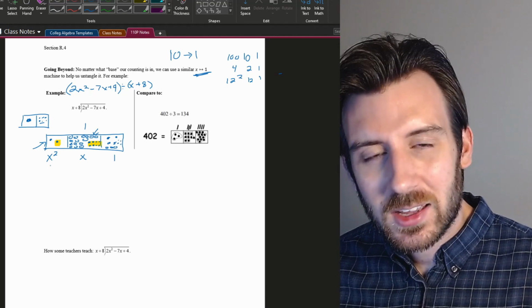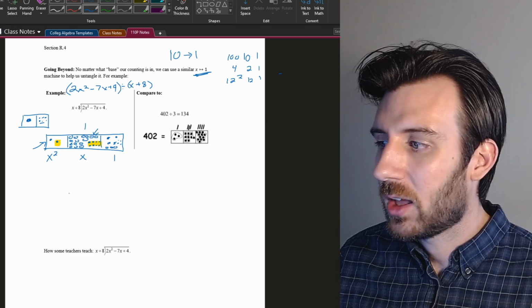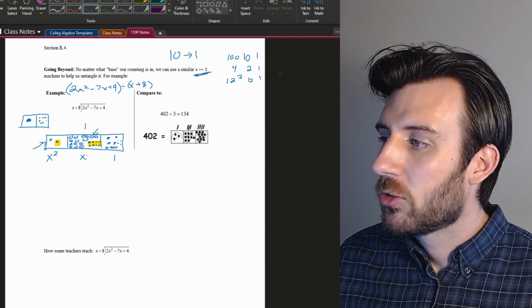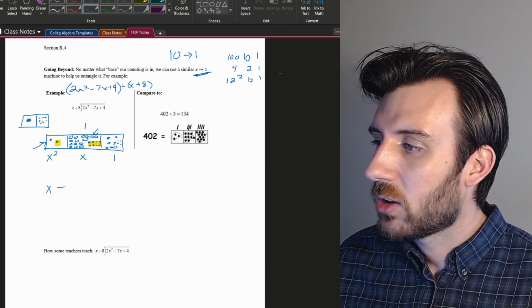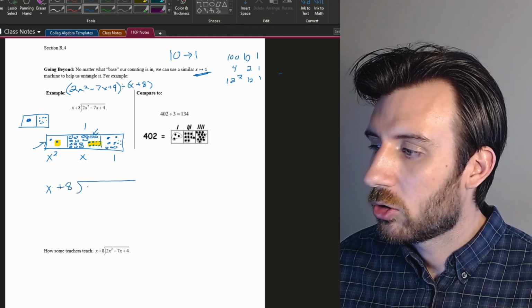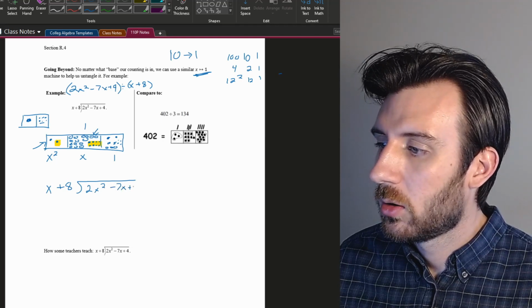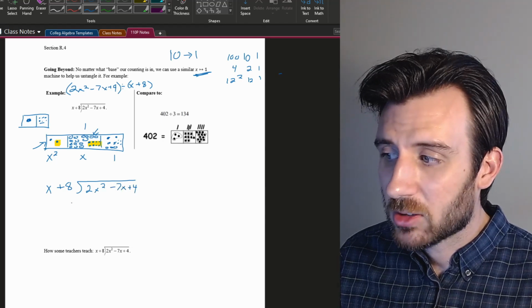So we can see the idea behind it, but maybe it's better that we switch over to the symbology now to help organize our thoughts a little bit better. So let's use the notation the same way that we were used to using long division. Let's do 2x squared minus 7x plus 4, and let's divide that by x plus 8.